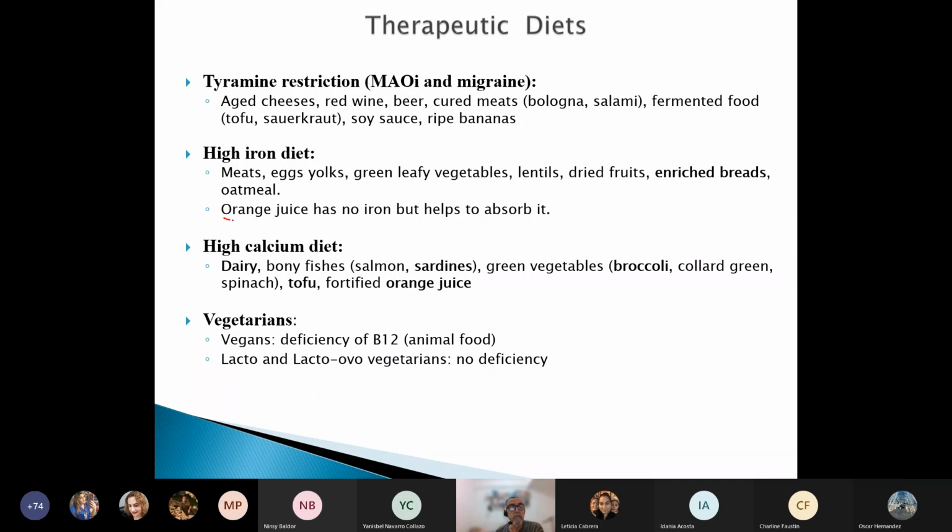It's important to know that orange juice, because I've seen that frequently as a distractor, has no iron. But orange juice is good because, as in any juice with a high vitamin C content, it favors the absorption of iron. So the role of the orange juice or tomato juice or cranberry juice or any acidic juice that is rich in vitamin C is to enhance the absorption of iron, okay? But it has no iron.